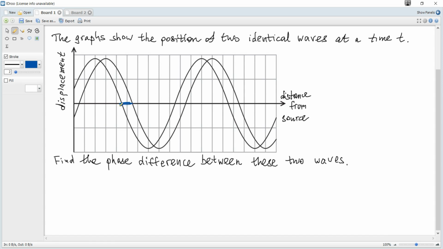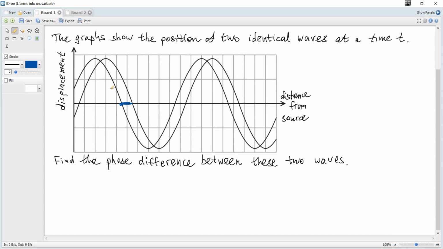And one complete oscillation corresponds to 2 pi in radians or 360 degrees. And we need to find what fraction this shift is of one complete oscillation, and hence we find what fraction this shift is of 2 pi or 360, and the answer is some number, which is the fraction of one oscillation multiplied by 2 pi or the fraction multiplied by 360. So how to find it?